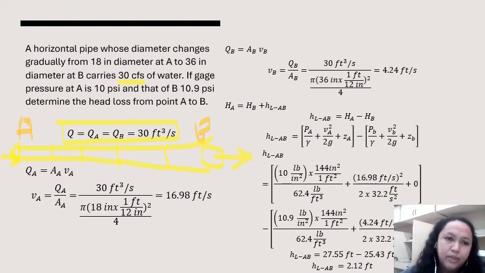If the gauge pressure at point A is 10 psi and at point B is 10.99 psi, determine the head loss from point A to point B. When it comes to head loss, class, as long as the pipe is increasing in every inch or every foot, there is head loss there. This means, class, when your water source is very far, there is head loss. That is why the pressure really weakens, especially if you are the farthest. Okay? That is why there is what they call system loss.